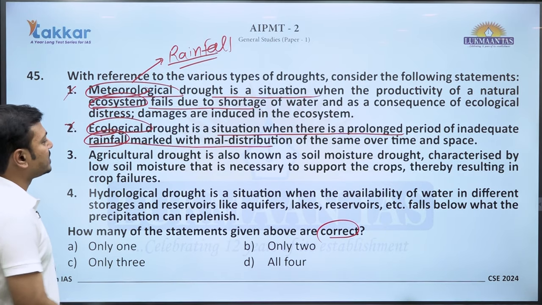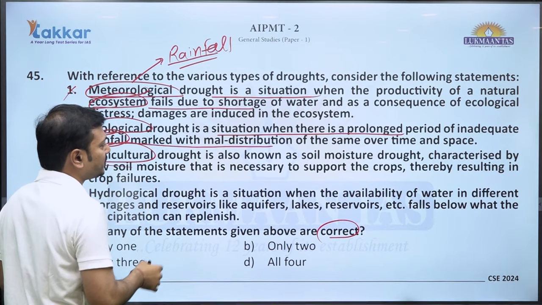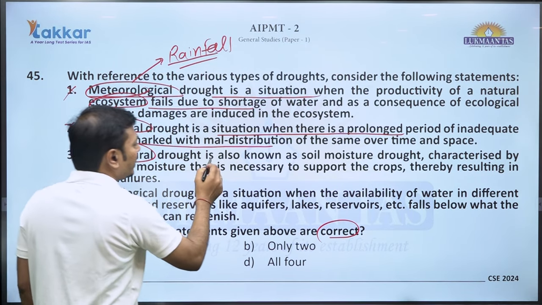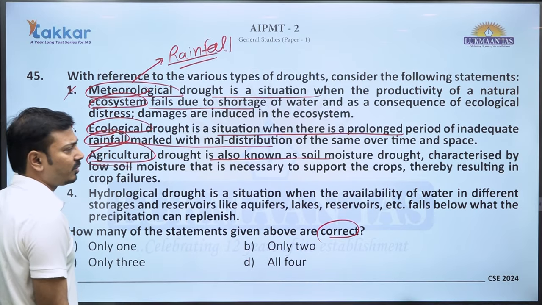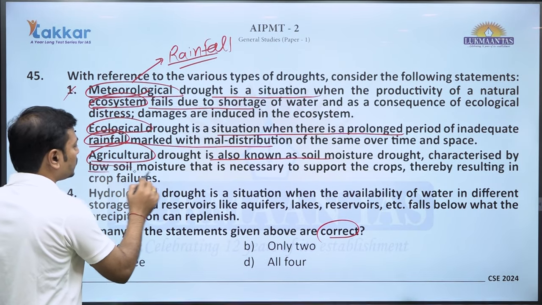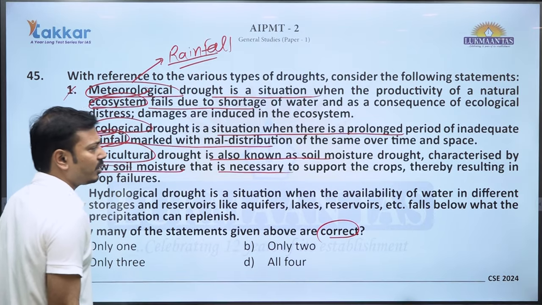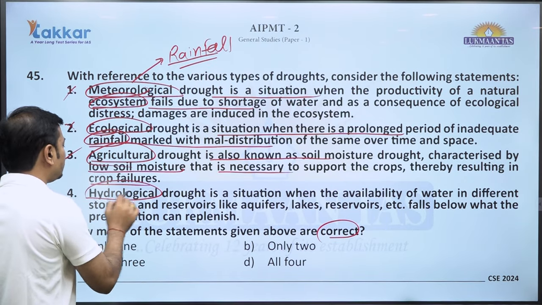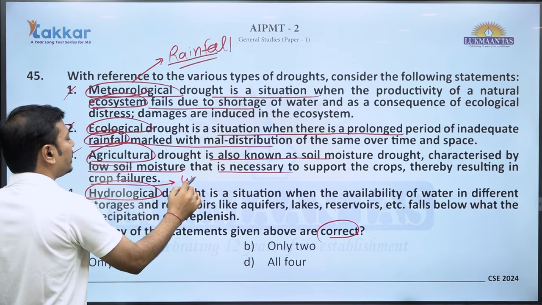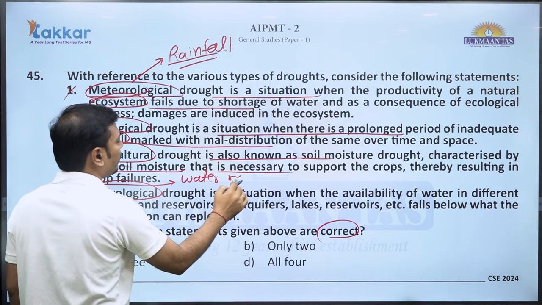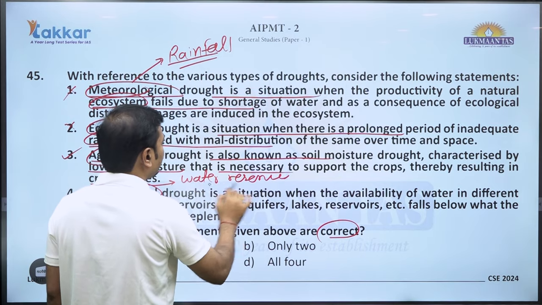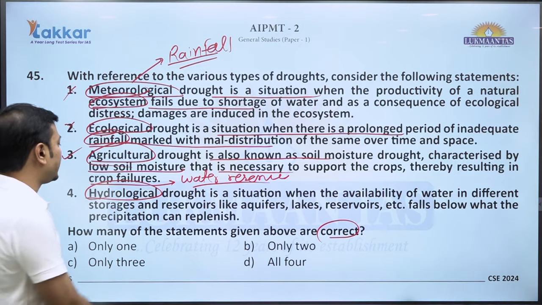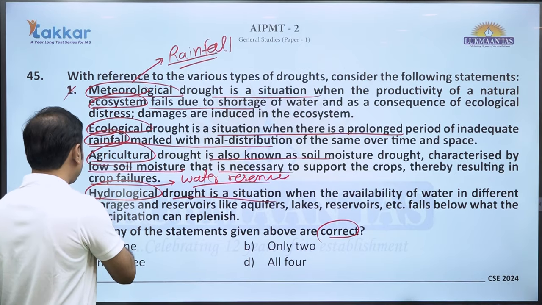Now, what about agricultural drought? It should be related to something like crops. It is logical, all students will get this answer right. Right? It is also known as soil moisture drought. Characterized by low soil moisture that is necessary to support crops, thereby resulting in crop failure. This is correct. Hydrological drought should be related to water in water reservoirs, be it rivers or lakes, or we can say aquifers. So, hydrological drought is related to that. So, this is the correct statement.